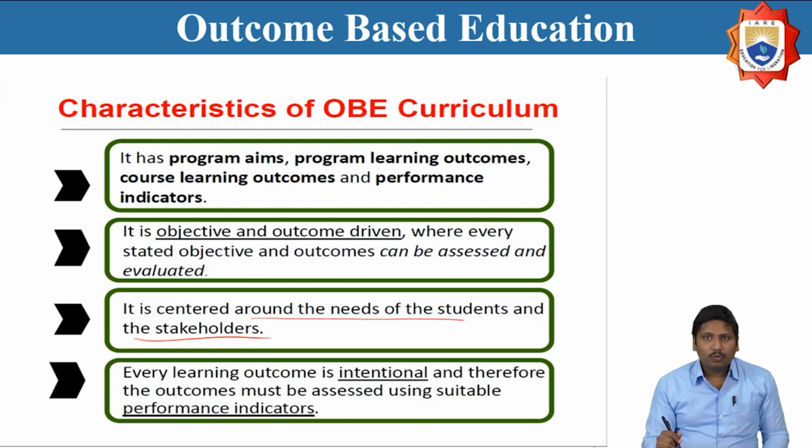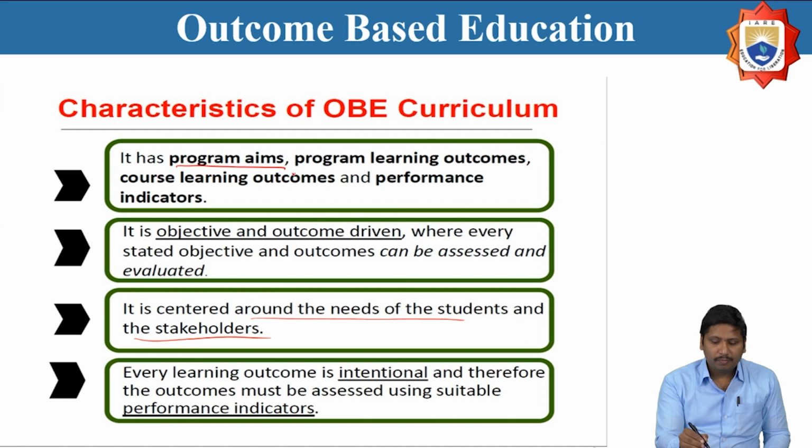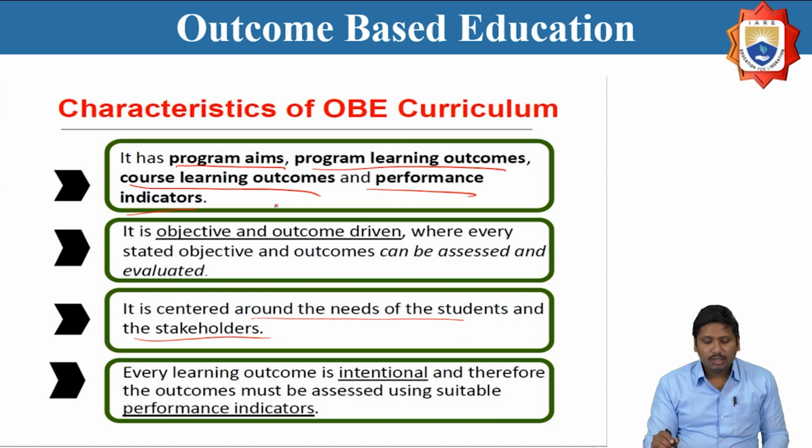So the characteristics of OBE mean it should have the program aims, program learning outcomes, course learning outcomes, and performance indicators. These things are very important here. This is also one of the important characteristics of an OBE curriculum. Next, it should be objective and outcome driven, where every stated objective and outcome should be assessed and then evaluated, and it should be centered around the needs of the students and stakeholders. Every learning outcome is essential, therefore the outcome must be assessed using the performance indicators.